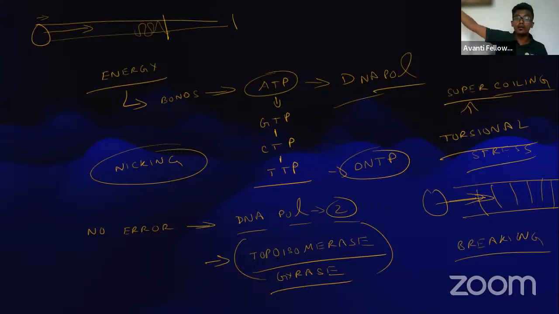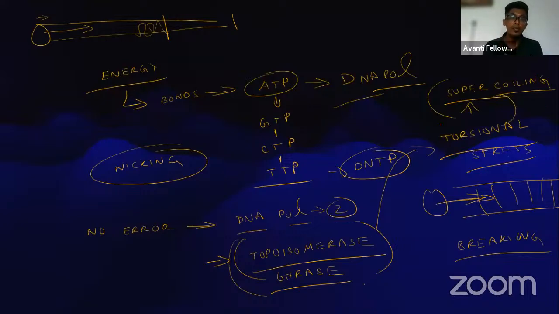Then again go further. Again, you can feel the stress. Again, cut the DNA. Again, you see it coming closer. Stitch it back. Again go further. You can see here, right? So this is how breakage of DNA is avoided by topoisomerase or gyrase. It relieves a stress called torsional stress. What does torsional stress lead to? It leads to supercoiling.